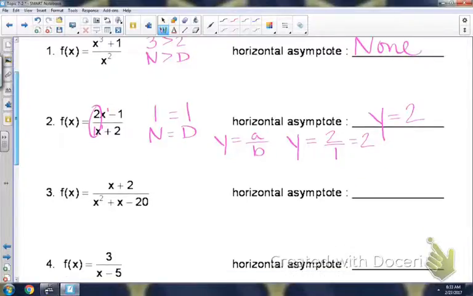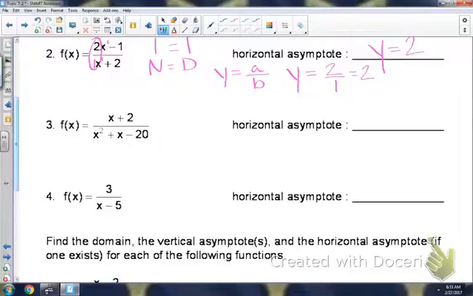Alright, so let's look at example 3. Notice we have an x on top, so that degree would be a 1. Notice the highest exponent in the denominator is a 2. So 1 is less than 2. If your numerator degree is less than the denominator, your horizontal asymptote is y equals 0, which is the x-axis.